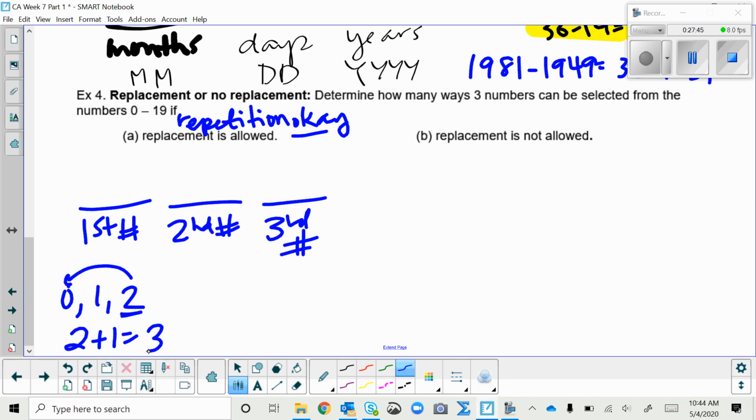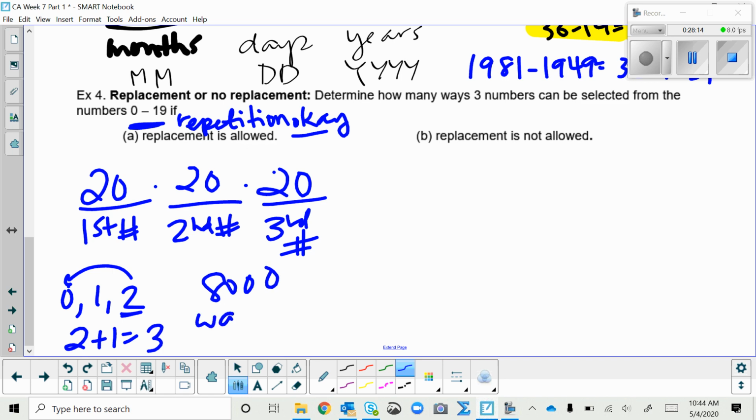So if I'm choosing from the numbers 0 to 19, there's really 20 options for me. There's 1, 2, 3, 4, 5, 6, 7, 8, 9, 10, 11, all the way up to 19, that's 19. And then plus 0 is 20 possible numbers. And since repetition is allowed, there's 20 options for the second number and 20 options for the third number. And then we multiply those together and we get 8,000 ways.